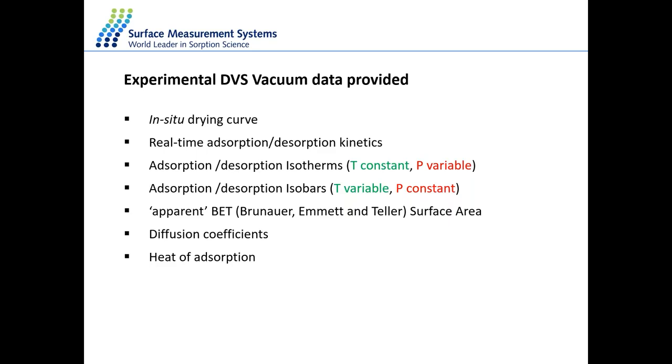The system allows you to collect very important in situ drying curves, or outgassing curves, and real-time adsorption-desorption kinetics, as shown before, and adsorption-desorption isotherms. From the kinetics data, from mass equilibrium at different relative pressure steps, we calculate the isotherms. We can also collect the adsorption-desorption isobar. What it means is we vary the temperature, but we keep the pressure constant. And from the isotherms collected at three different temperatures, we can calculate heat of adsorption, and from the kinetics, diffusion coefficients.